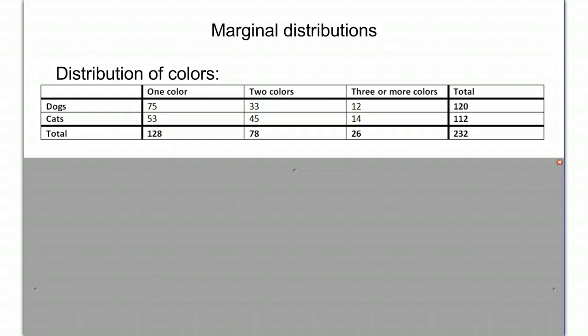Let's look at marginal and conditional distributions. Now, marginal distributions turn your two-way table back into a frequency chart by ignoring one of the variables. So if we're looking at the distribution of colors, then we could care less what type of animal we have. We basically want to ignore the type of animal and the breakdown from that. So let's ignore those parts of the table and only look at this one margin. So the distribution of colors, the marginal distribution, would be 128 one-color animals, 78 two-color animals, and 26 animals with 3 or more colors.